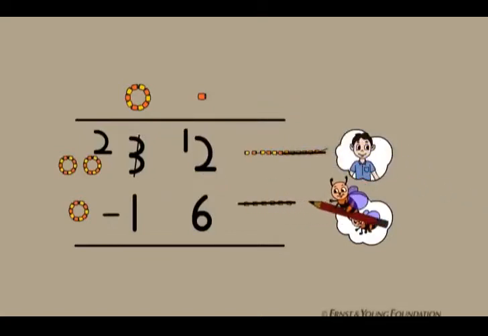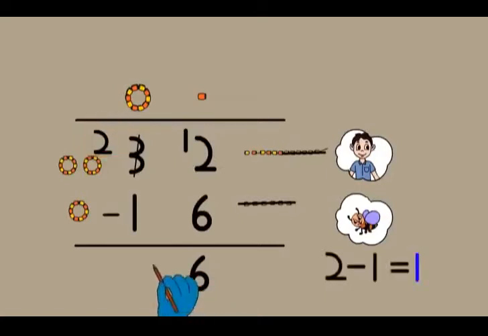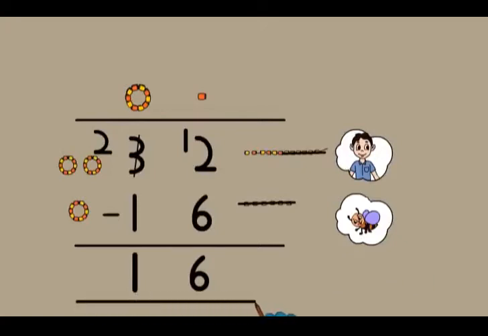I know. I will tell you. 12 minus 6 equals 6. So I will write 6 here. That's right, Buzz. Now look under the bangle. It is 2 minus 1. 2 minus 1 is 1. I will write 1 here. So, Chinu has 16 beads more than Buzz.